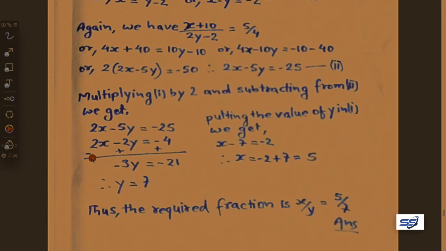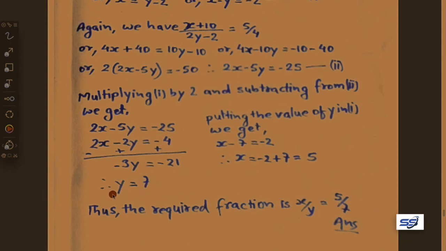On changing sign, 2x becomes minus, minus 2y becomes plus, and minus 4 becomes plus 4. Now 2x and 2x are cancelled. Now minus 5y plus 2y comes minus 3y equal to minus 25 plus 4, which is minus 21. Here minus 3y equal to minus 21. Now therefore y equal to 7. Minus 21 is divided by minus 3, so it comes 7.